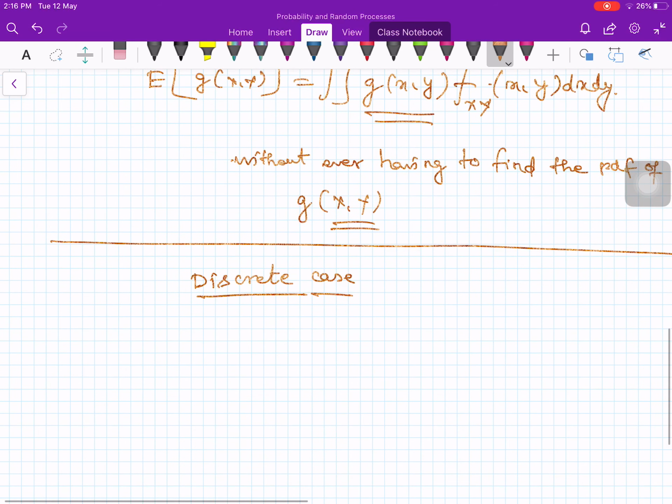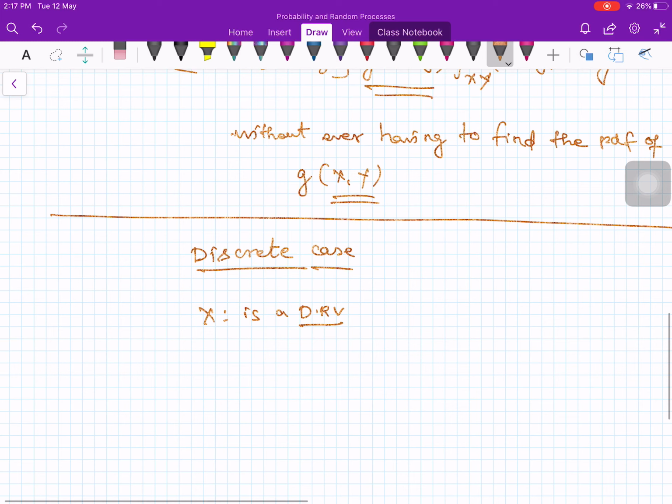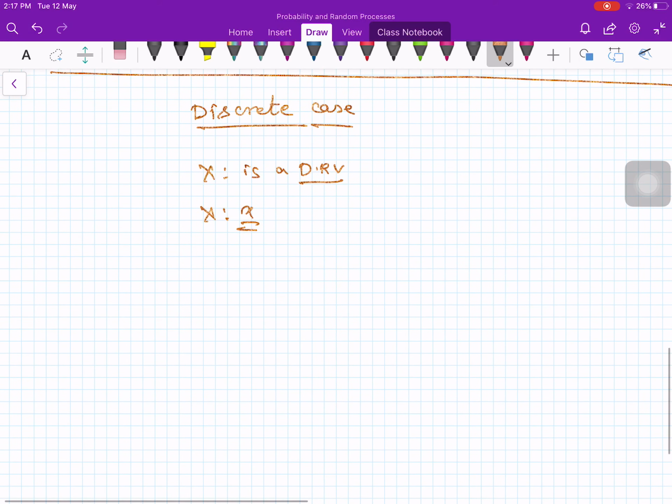Suppose that x is a discrete random variable. DRV means discrete random variable, and it takes certain values, let's say small x. Now we have a function g that maps x's into y's. So this is my function, I defined it in that way.